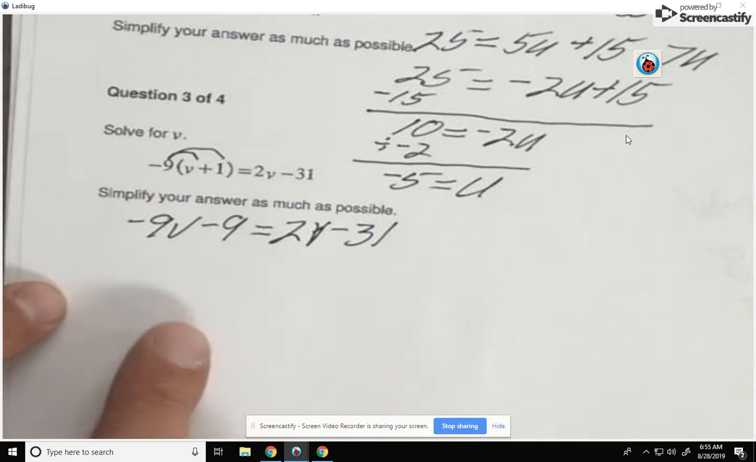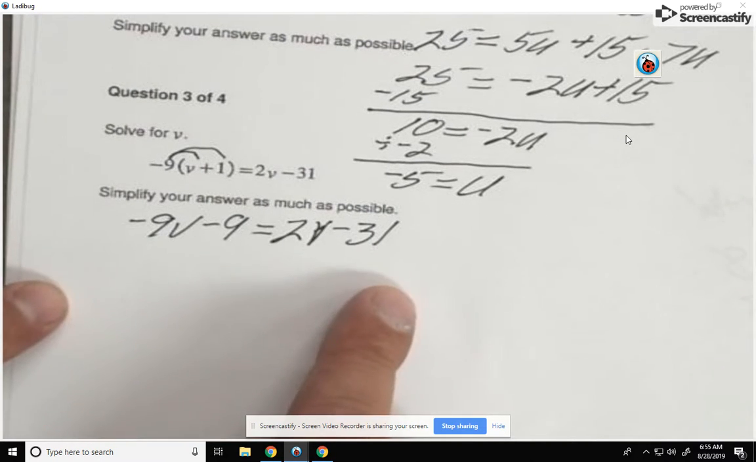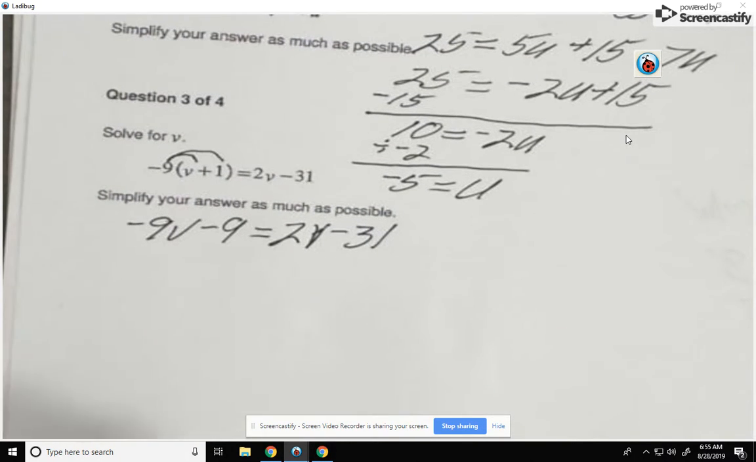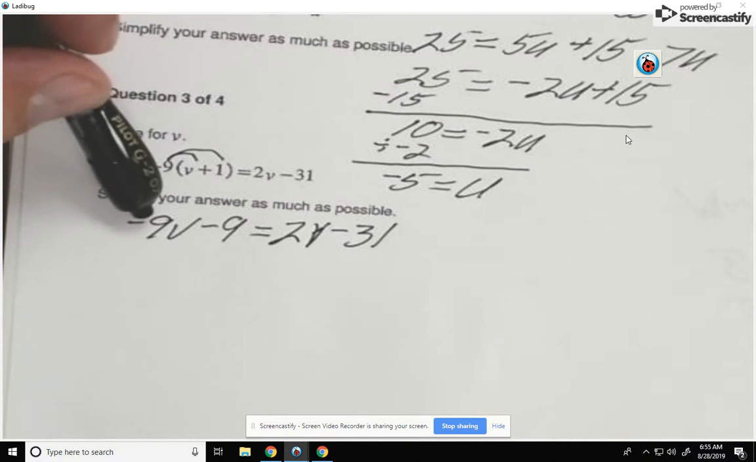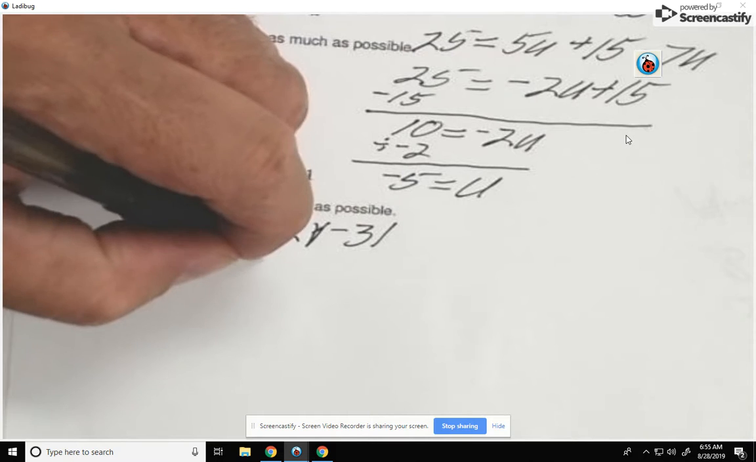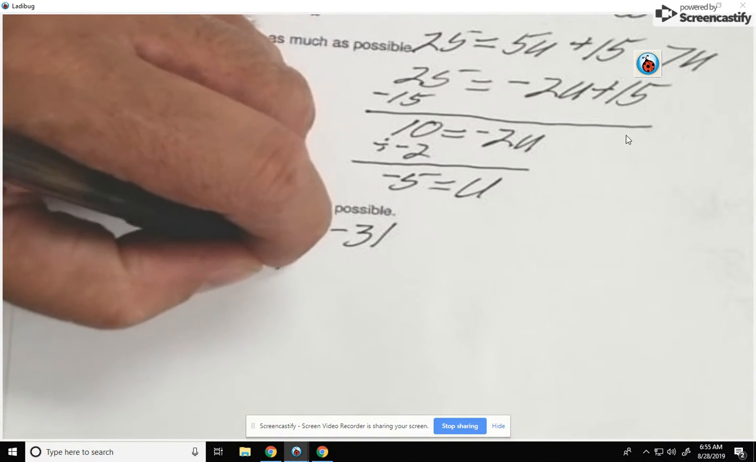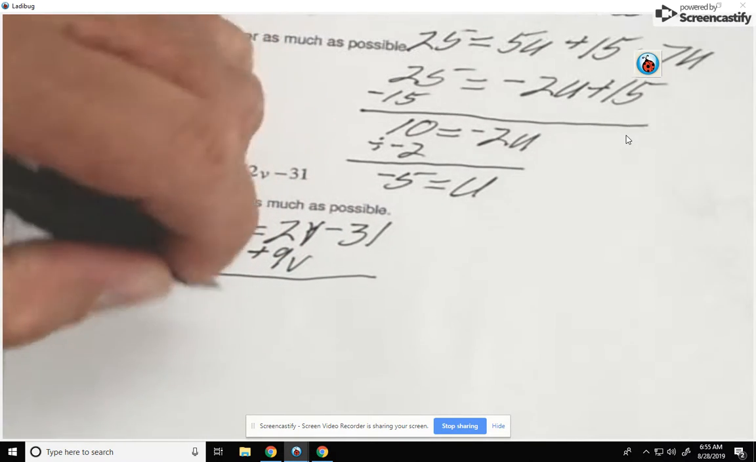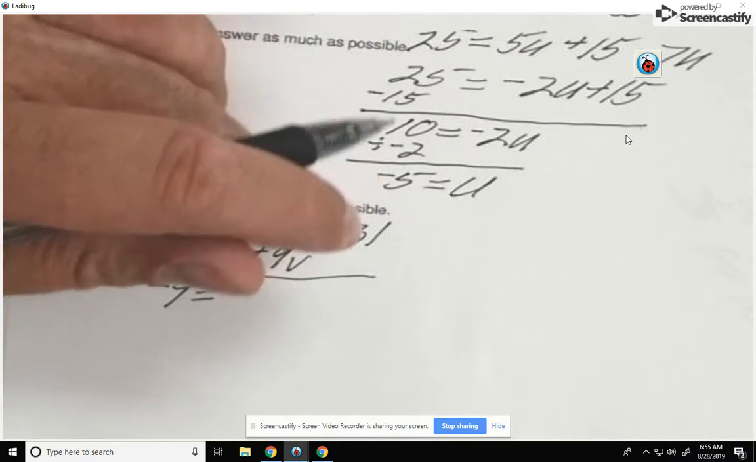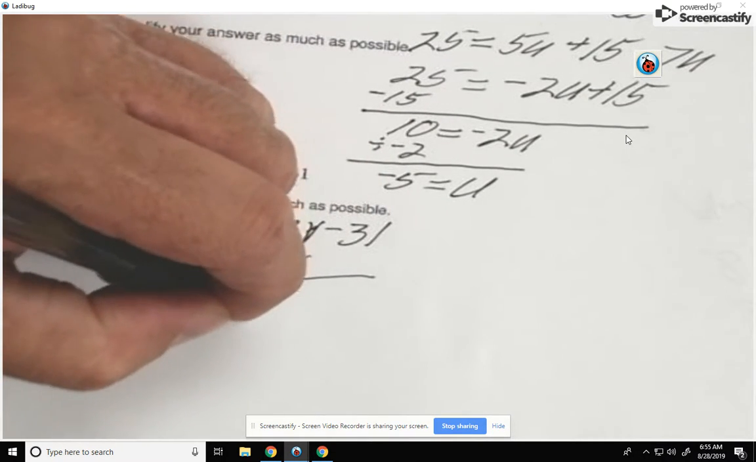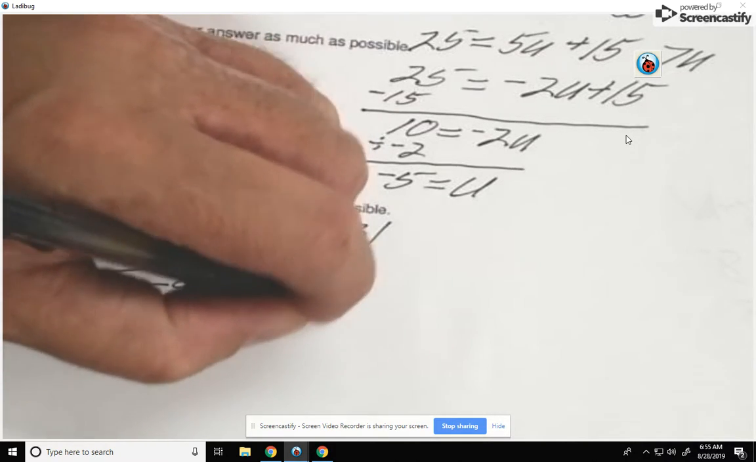Okay, at this point, we want to start moving things. We've got variables on both sides, and we have numbers without variables on both sides. So we want to get our variables to one side and our constants to the other. We're going to do this using addition or subtraction. If I want to move this negative 9v, since it's a minus, I know the opposite of that is a plus. So I'm going to add 9v to my 2v, and I get negative 9 equals 2 plus 9, which gives me 11v minus 31.